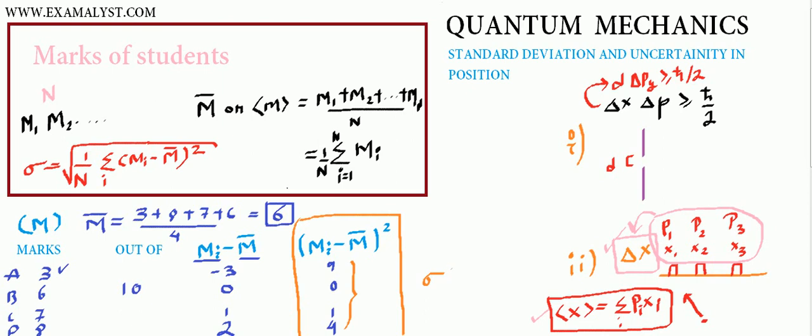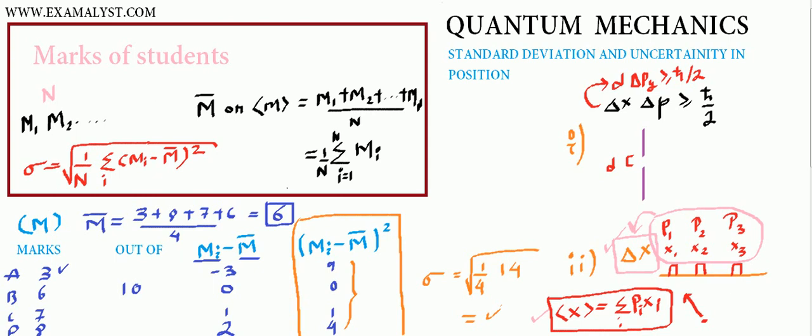What is sigma? You need to take the root over 1 by n, where the number of students is 4, and then add all this: 9 plus 0 plus 1 plus 4, so that becomes 14. Then you'll get some number. So what is sigma actually? Sigma is actually measuring the standard deviation.